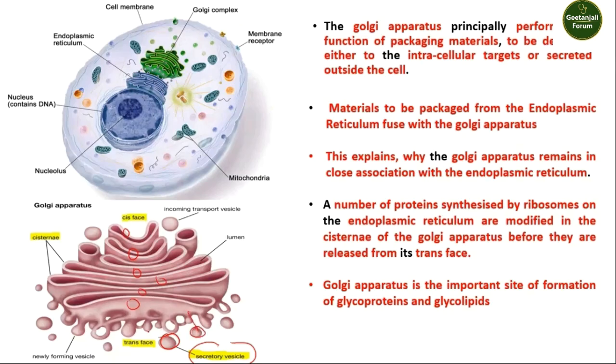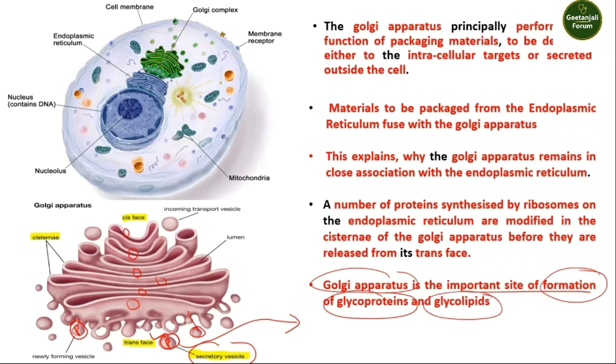Now newly forming vesicles keep on forming here, inside which the proteins get stored. Then these vesicles get detached from the Golgi apparatus and they are sent to their target destination wherever the protein is required. Thus, the Golgi apparatus is an important site for the formation of glycoproteins and glycolipids. So glycoproteins and glycolipids are formed here and afterwards they are transported.